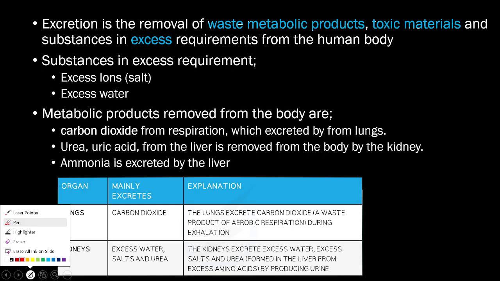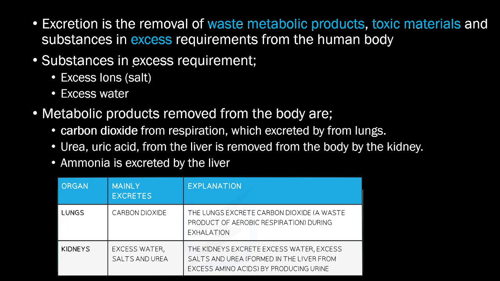Now let's go back to our pen, white color. So now we are saying that there are substances in excess, but which substances are in excess? We have excess ions and excess water. So these need to be removed. And the process by which these are removed is called excretion.